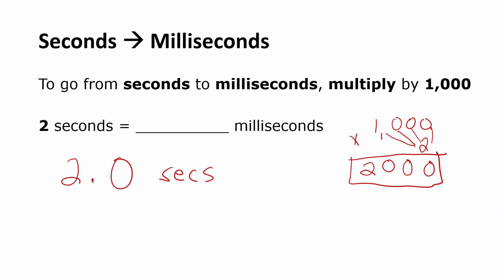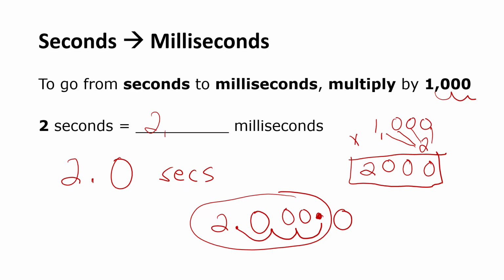The other way we can do this is we can just move the decimal place over 3 points. So here we have 2.0. If we move the decimal place 1, 2, 3, put that decimal there, fill in the zeros, we're now left with 2,000. So 2 seconds equals 2,000 milliseconds.